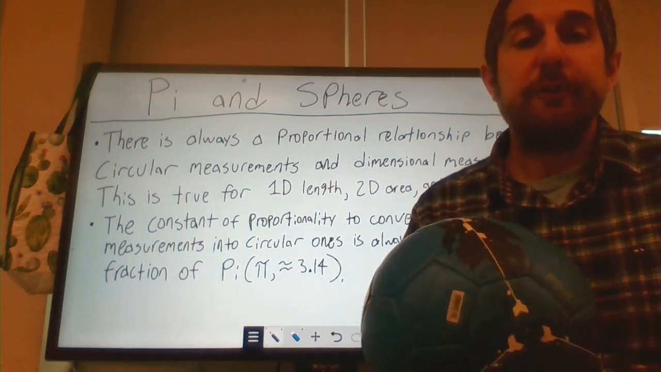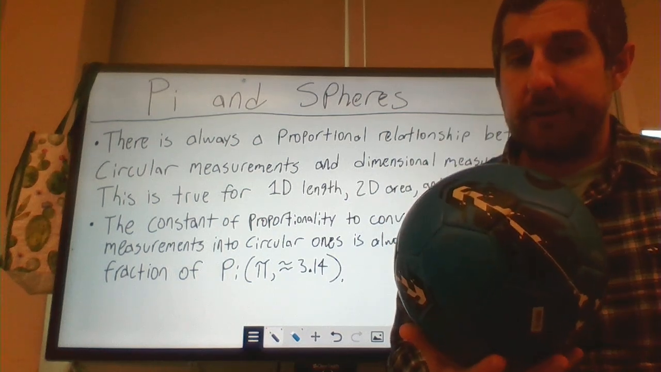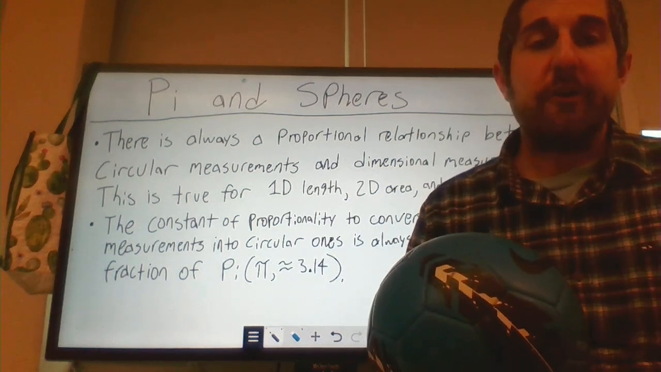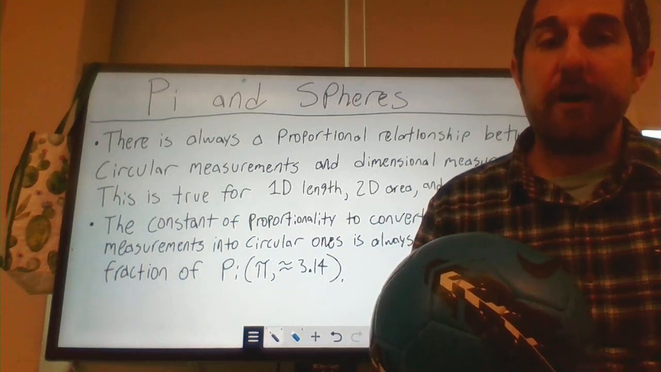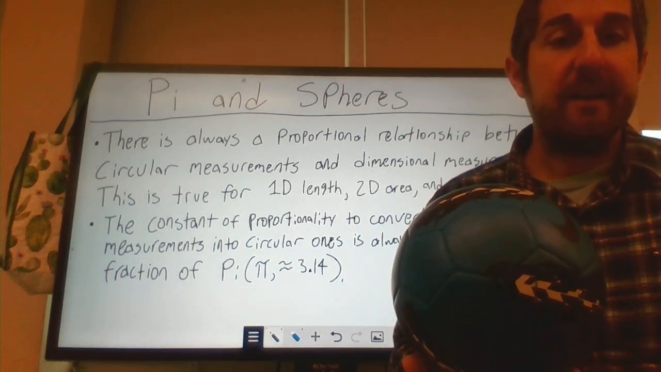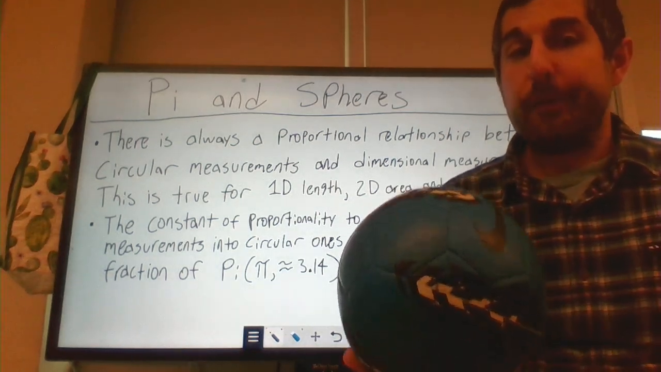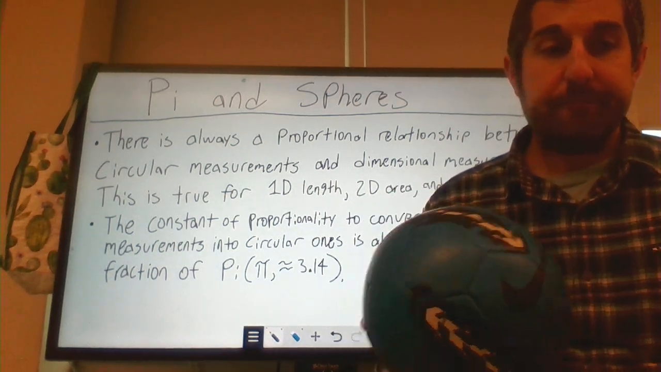Today we're going to be introducing spheres and talking about how to find the volume of spheres. And in order to help us, we are going to revisit all of the other ways in which we use pi as a constant of proportionality in finding one-dimensional, two-dimensional, and now three-dimensional space.